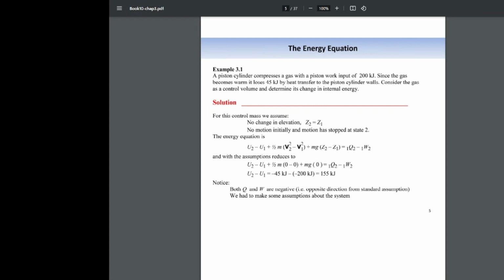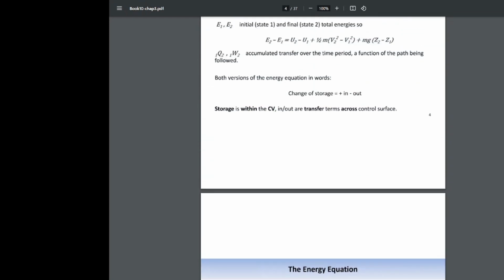So in that regard, when we write our energy equation, which is essentially changes in internal energy, kinetic energy, and potential energy, equal to the heat coming in minus the work going out, with our previous assumptions, we'll find the kinetic and potential energy are 0. So then we just have the change in internal energy essentially equal to negative 45 kJ, because in this case it was essentially the reverse of what we had looked at when this equation was derived.